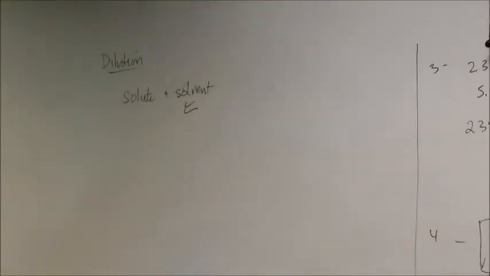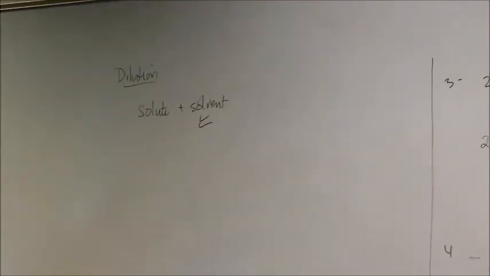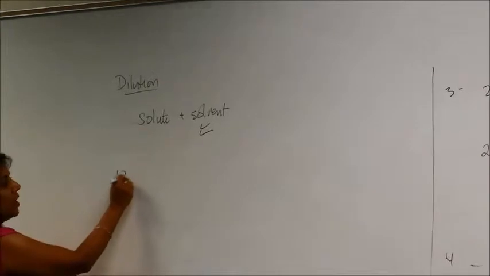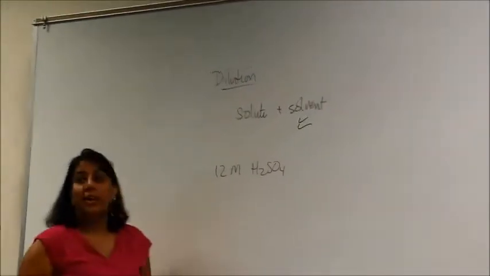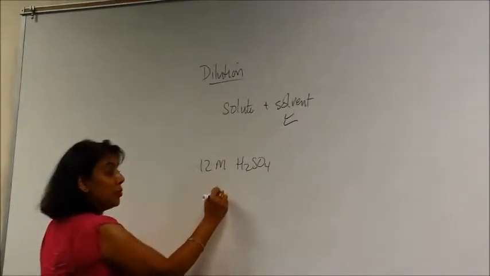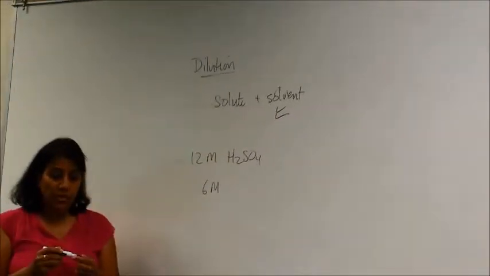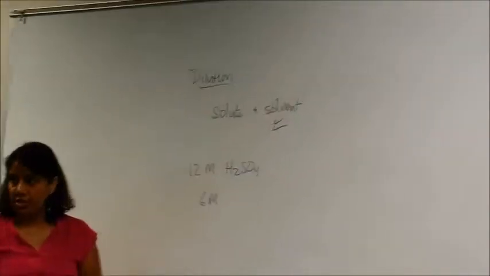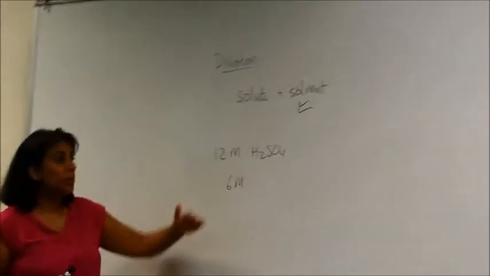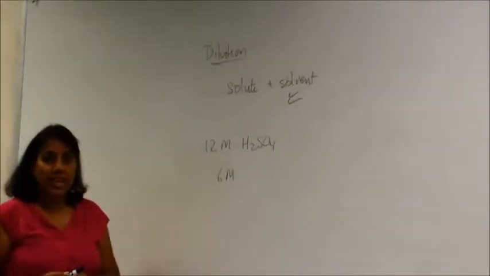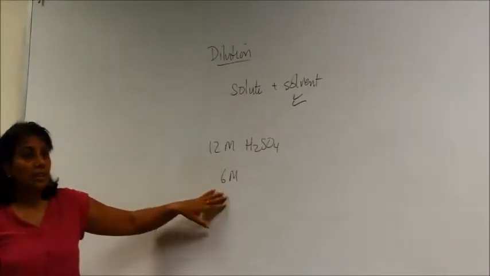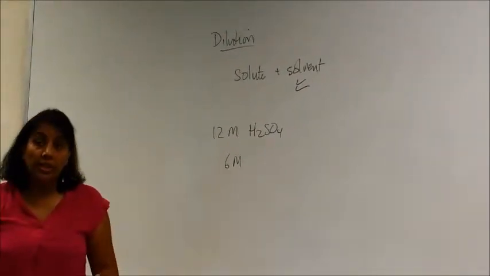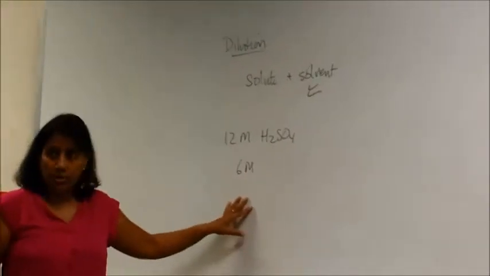So usually in labs, and you will find this, it's a very common thing, you may have a 12 molar solution of, say, sulfuric acid, and what you need in the lab is 6 molar sulfuric acid, which is half the concentration. So you will take a certain amount of sulfuric acid and add water. You can keep adding water until it is 6 molar, but how much water do you need? That is what dilution problems are about.